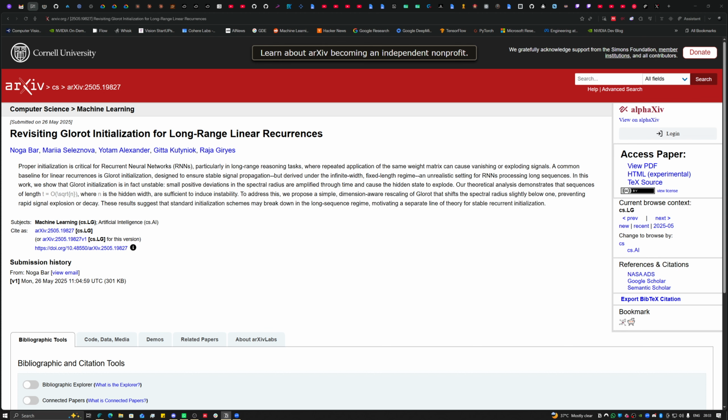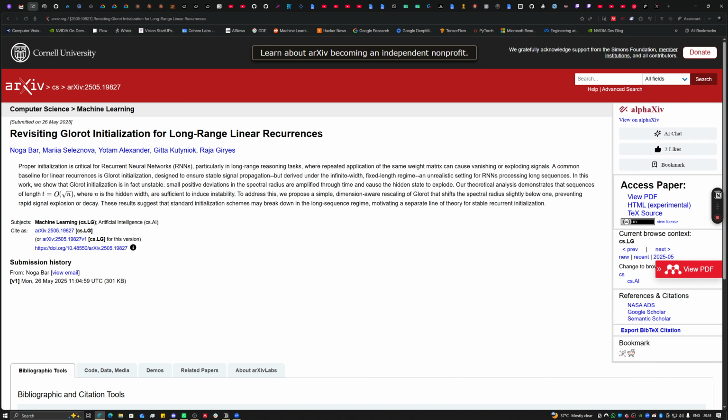So my talk is called How Long Does Infinite Width Last? And it's going to be about signal propagation in long-range linear recurrent models. So first, let me try to explain why people are now interested in such linear recurrent models from the point of view of how long-range sequence modeling developed over the last years.